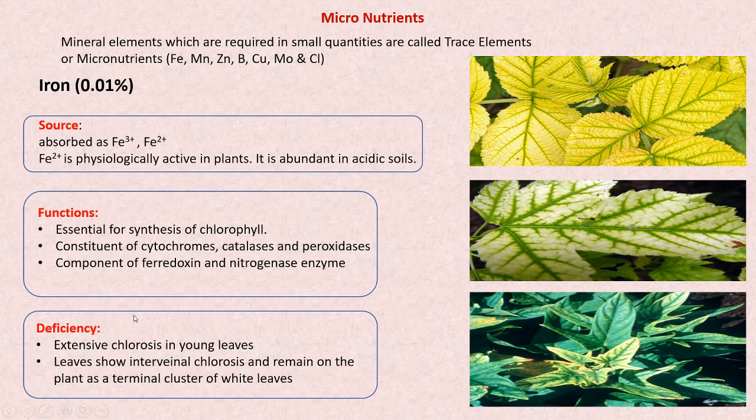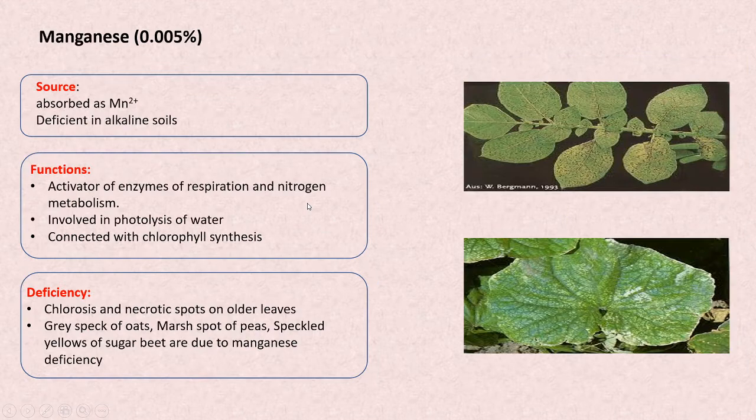The next one is manganese. Manganese constitutes 0.005% of the plant's dry weight, and it is observed in the form of manganese ions, that is Mn2+ ions. Manganese is deficient in alkaline soils because it is converted to unavailable forms in alkaline soils.